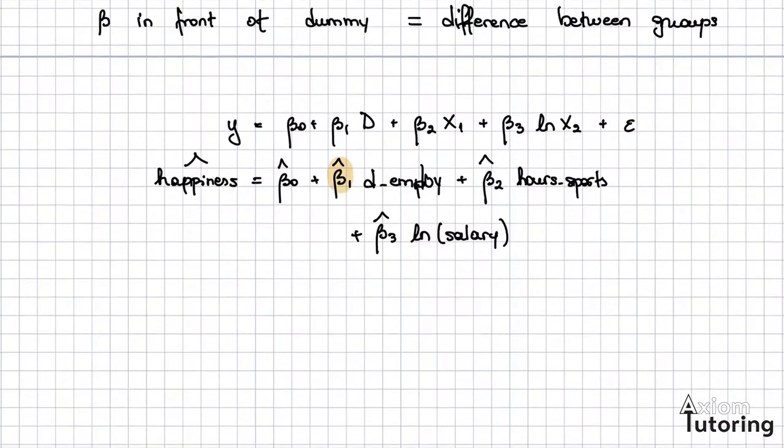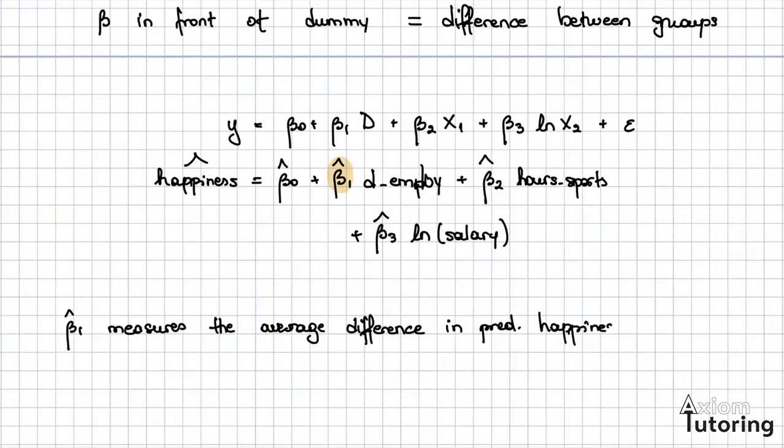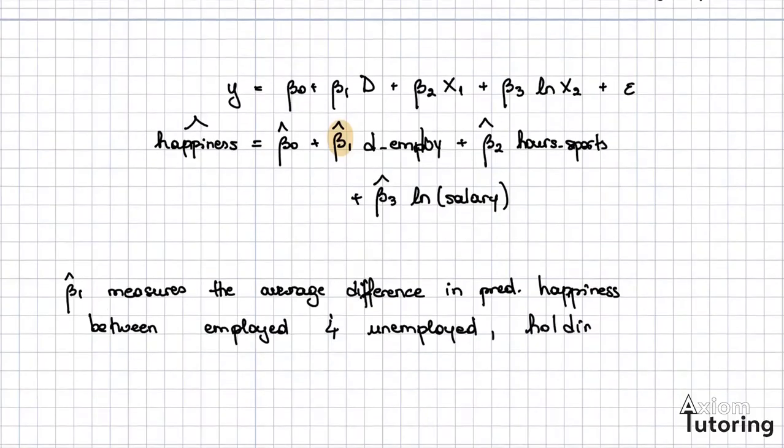So the interpretation that we're going to give this beta one is that beta one hat measures the average difference in happiness, or predicted happiness if we wanted to be even more correct, between employed and unemployed people, holding x1, which means hours of sports, and salary constant.